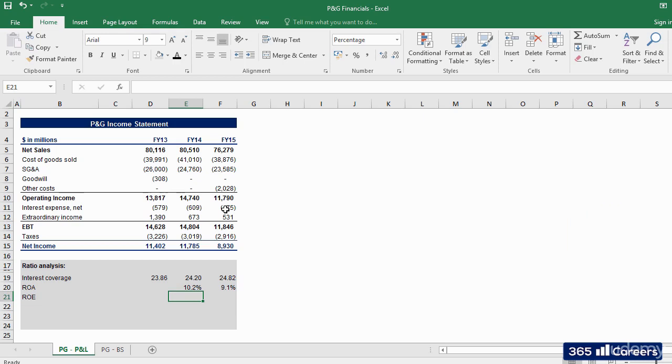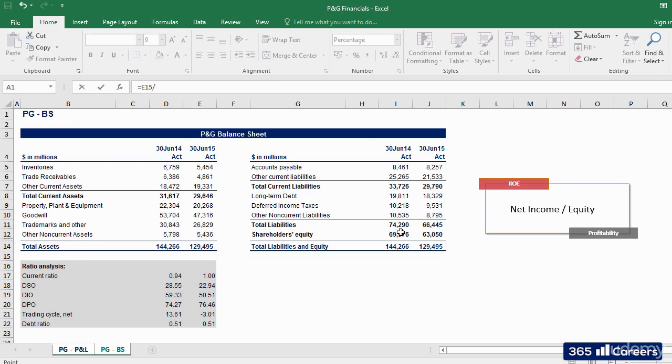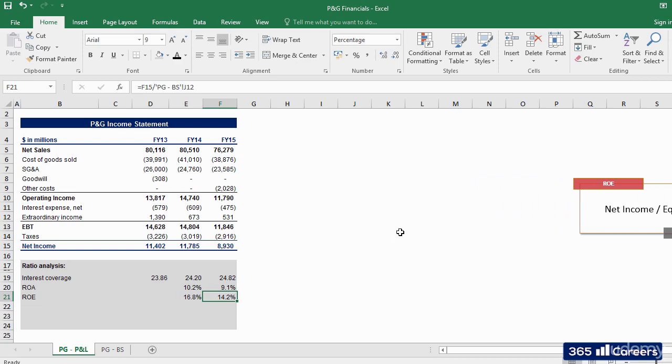Okay, let's calculate ROE. We have to divide net income by owner's equity. In 2014, ROE was equal to 16.8%, while in 2015 it decreased to 14.2%. I'd like to give you a task now.